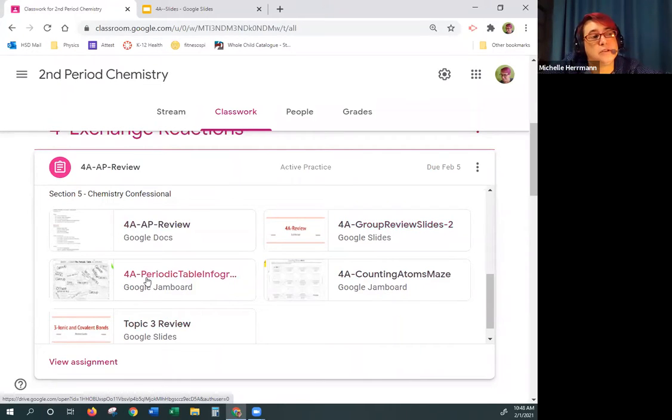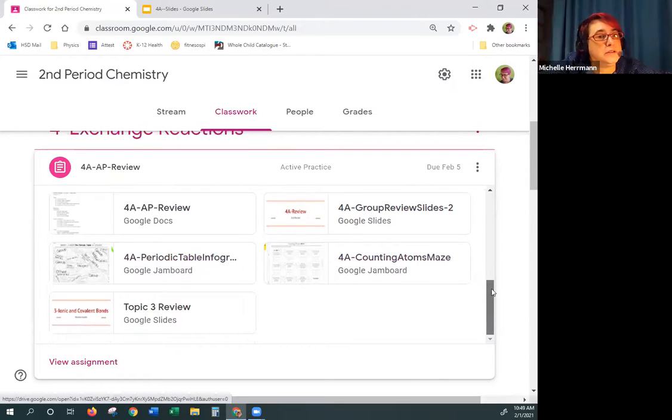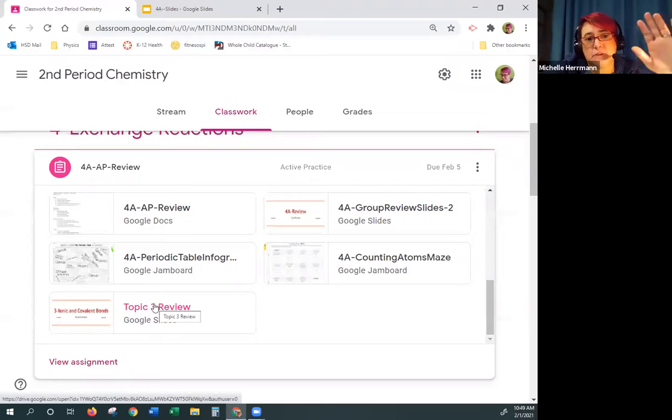Also part of this assignment are some review activities. One is the periodic table infographic. If you picked up handouts at school, you should have gotten a little picture that you color. Then this maze, counting atoms maze, is probably going to be challenging. And then I also put the slideshow reviewing everything in topic 3. This is a resource of all the things that we did in topic 3. It's a lot of words, but it's a nice place to have everything.